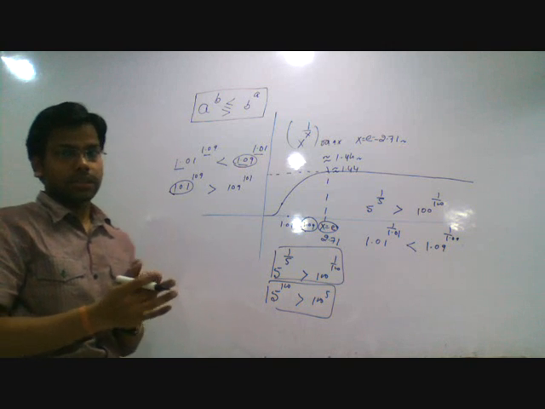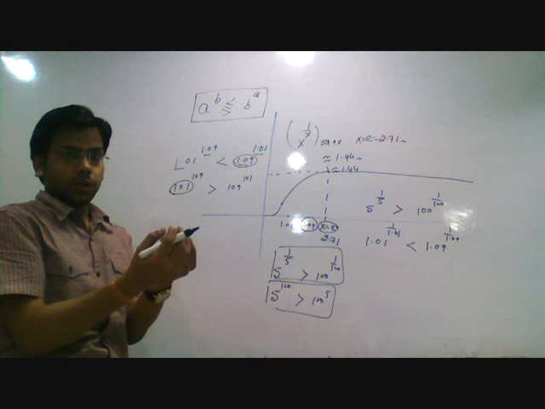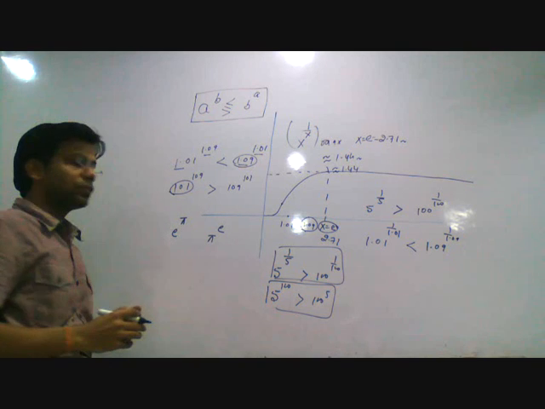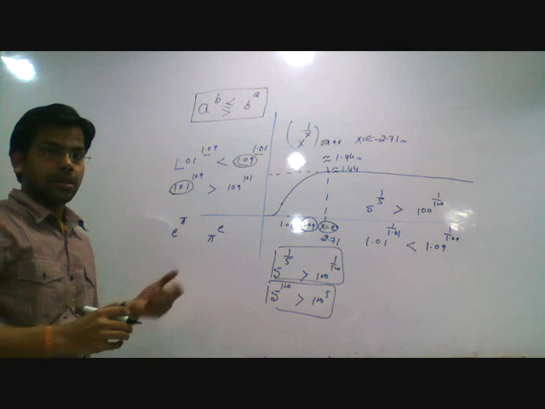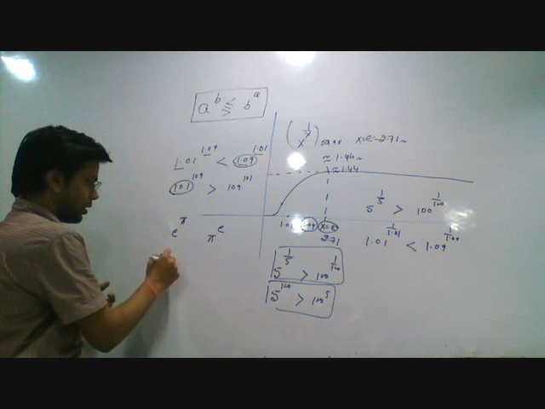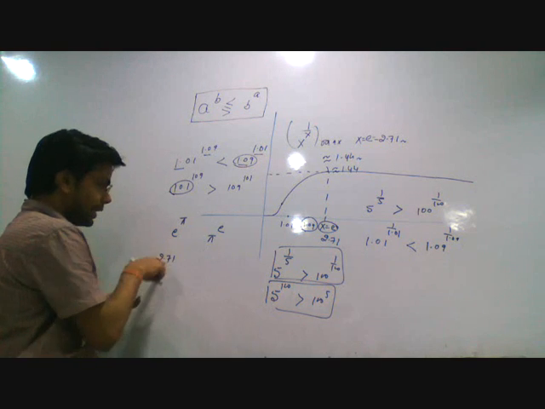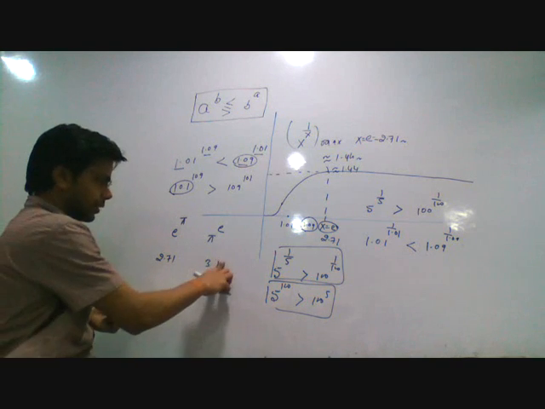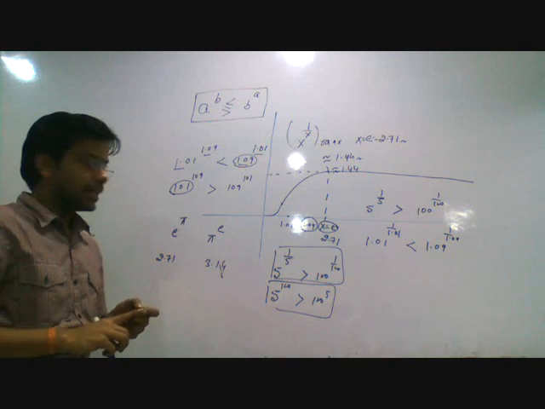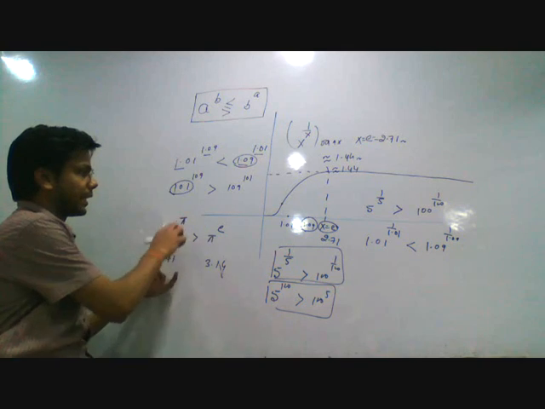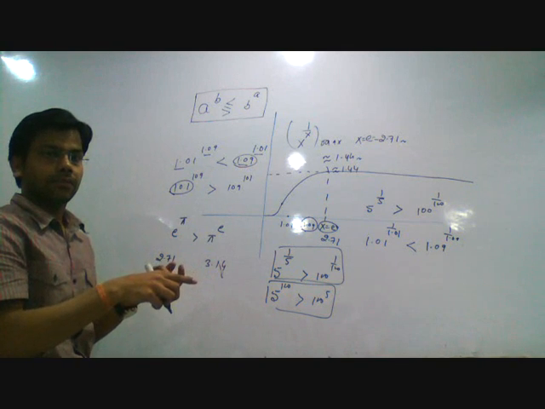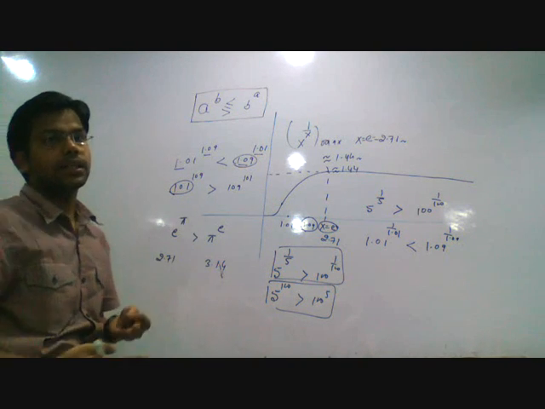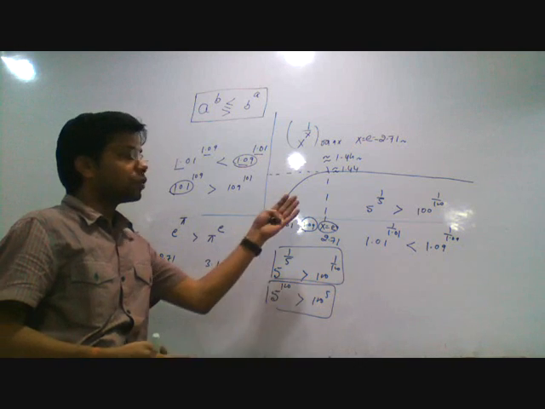Okay, I think this concept is clear. One question could be: e raised to power pi and pi raised to power e, which one is greater? e is 2.71 and pi is 3.14, so pi is always greater than e. In the same form, convert this into this. The closer the value is to e, the bigger the surd, but both should be on the same side.